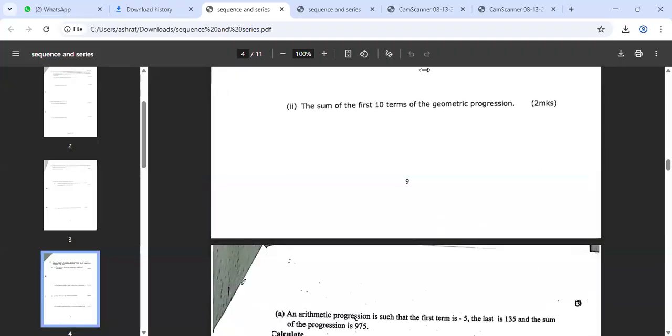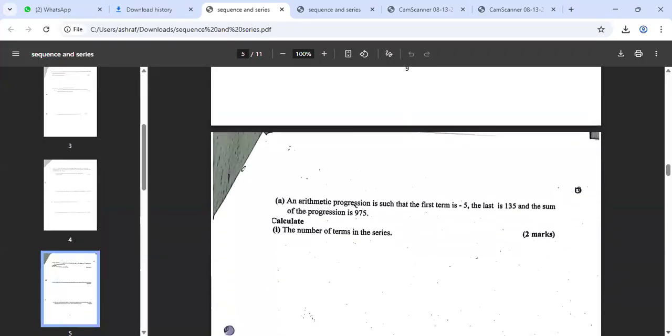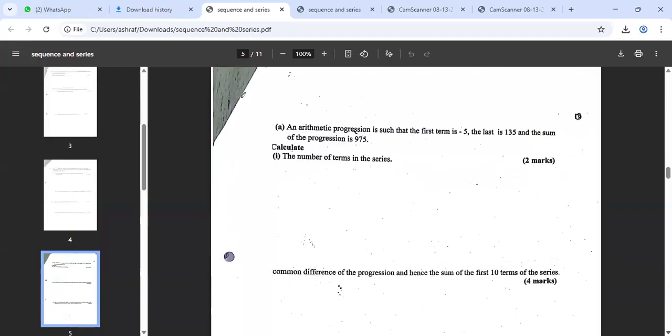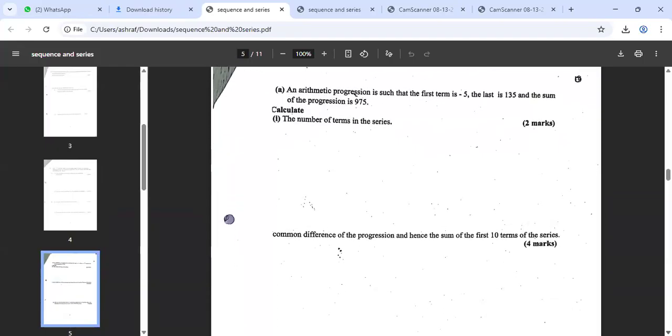Okay, so let's go to the next question. The next question, we're given an AP is such that the first term is -5 and the last term is 135. And the sum is 975. The first question, calculate the number of terms in the series. Try it out. You're given the first and the last terms, and you're also given the sum. So you're supposed to get the value of n.